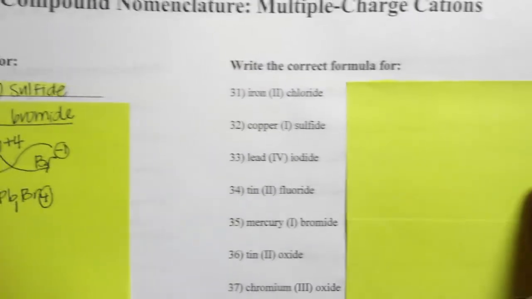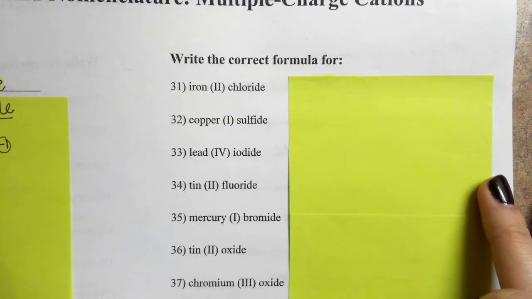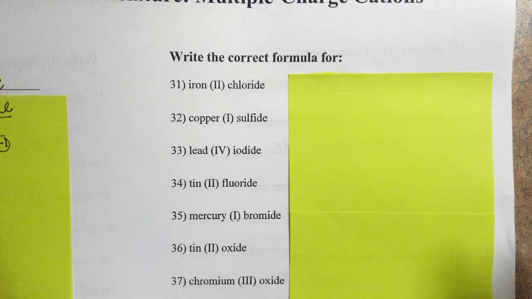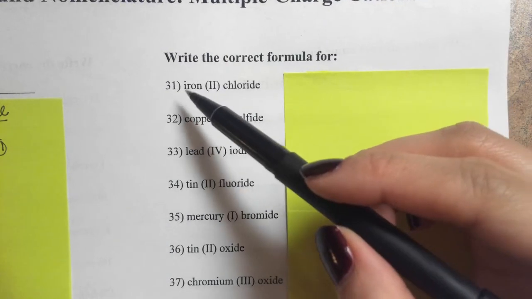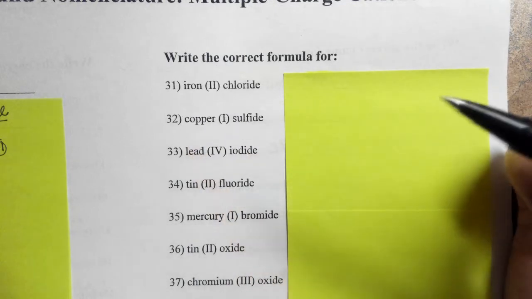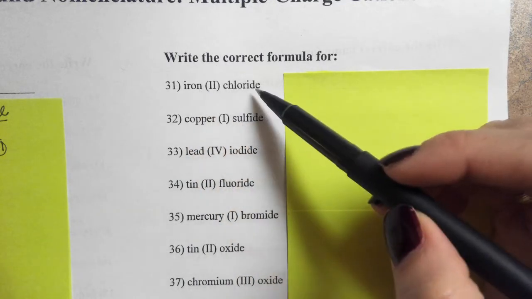Now you'll also have to be able to work backwards. So this time you have to be able to take the name and change it to a formula. And so in my opinion, this is a lot easier, but you'll see which one you like best. So we're going to do 31 and 32 together, but what we have here is iron(II) chloride.